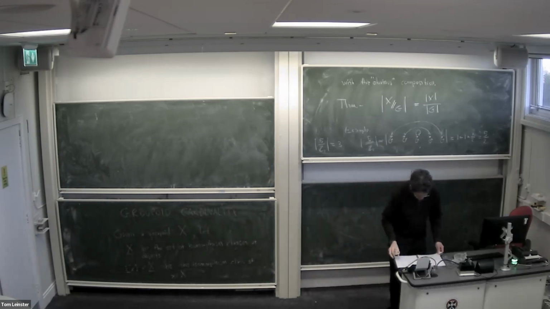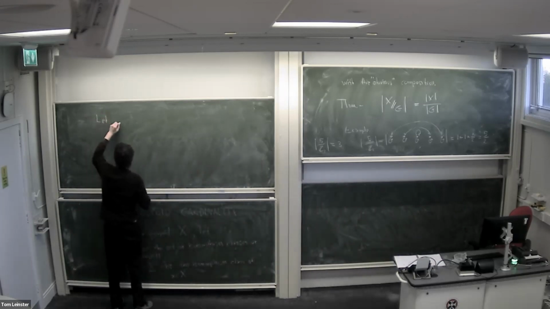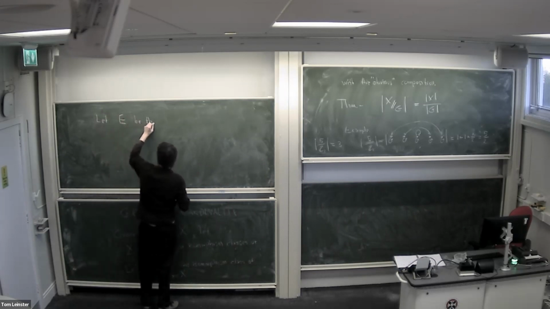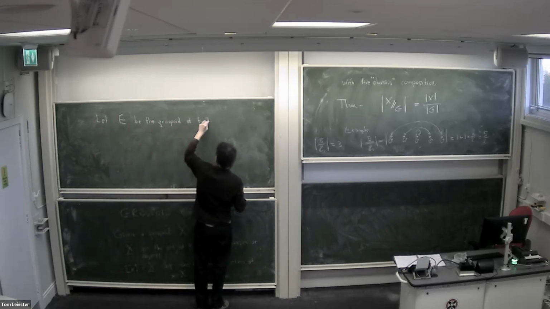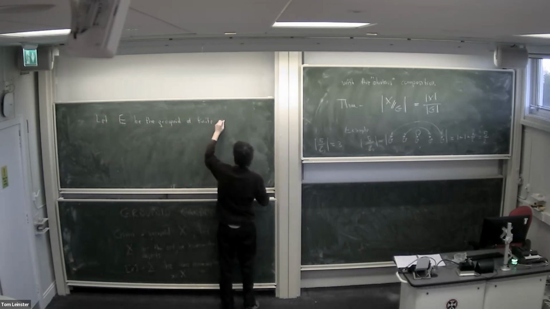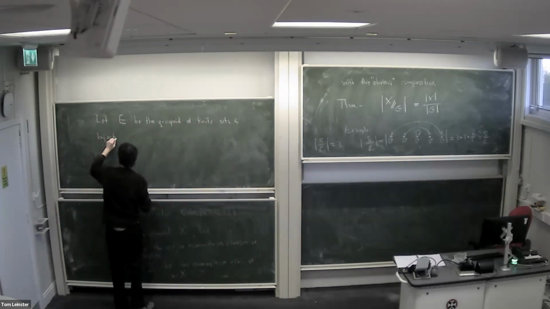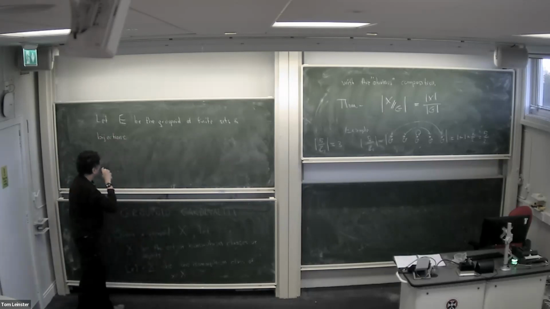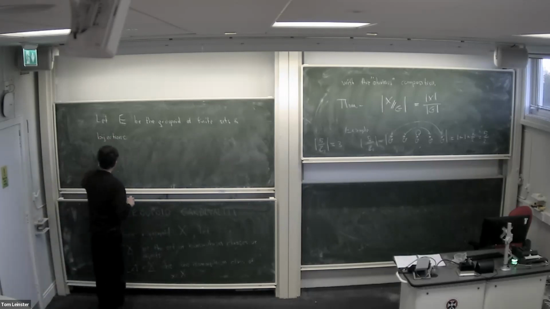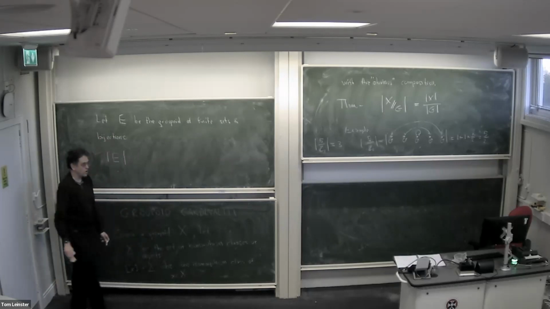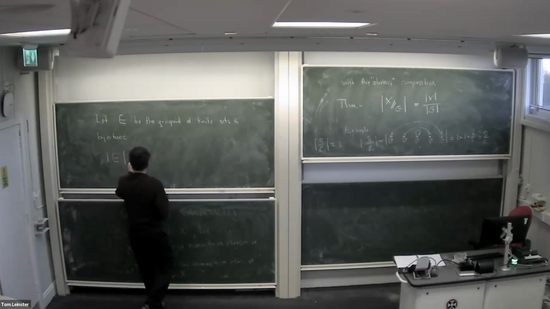Now, for something more far out, let E be the groupoid of all finite sets and bijections between them. This is a very important groupoid. So what's the cardinality of this groupoid? Now, this is an infinite groupoid, so the sum we're doing might not converge. I mean, we're sort of pushing my luck here.